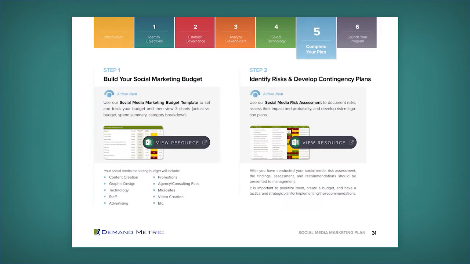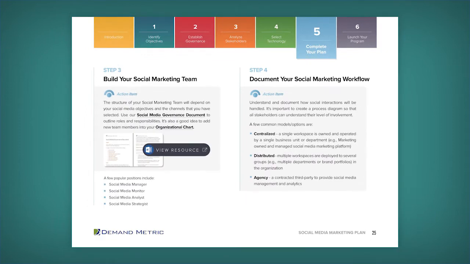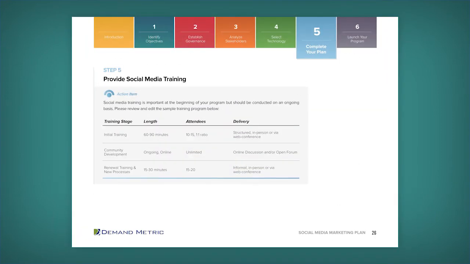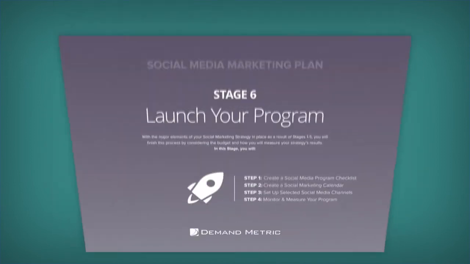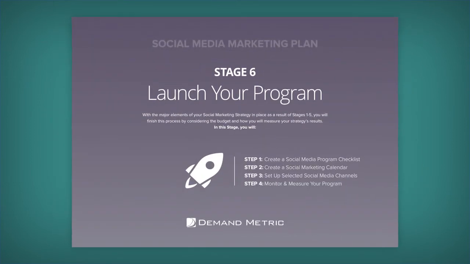And here, the first step is to build your social media marketing budget. Then identify risks and develop contingency plans. You're going to build your social marketing team, and then document your social marketing workflow, ultimately providing social media training. In stage number 6, you're going to launch your program.